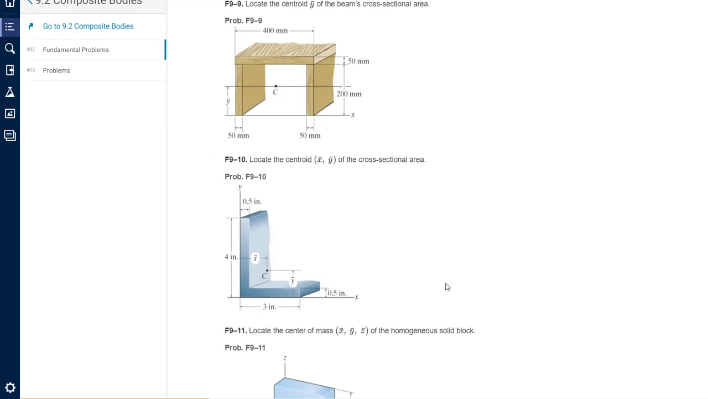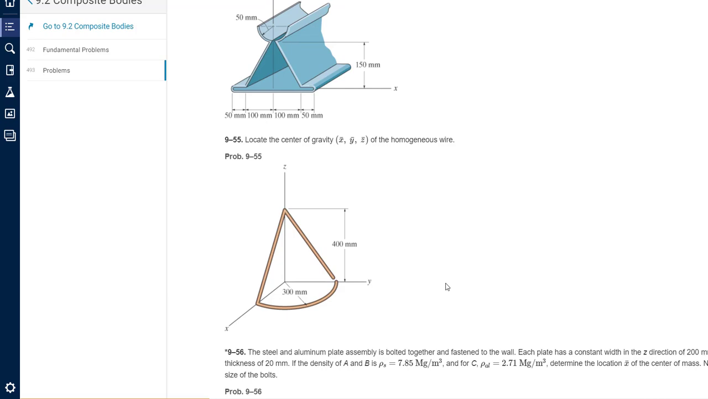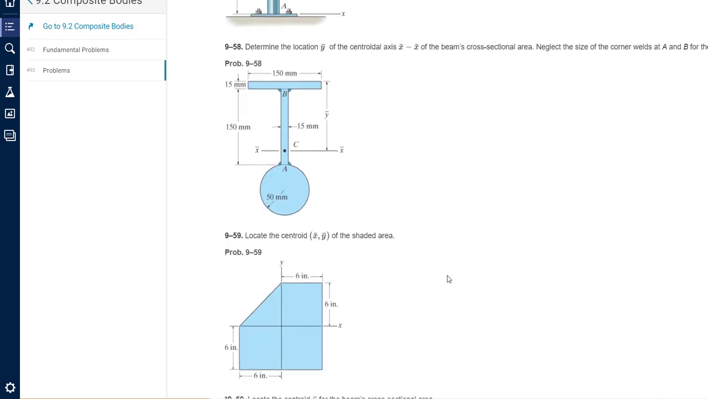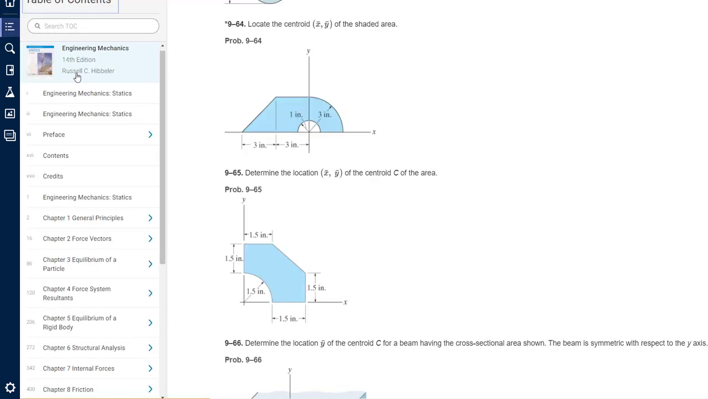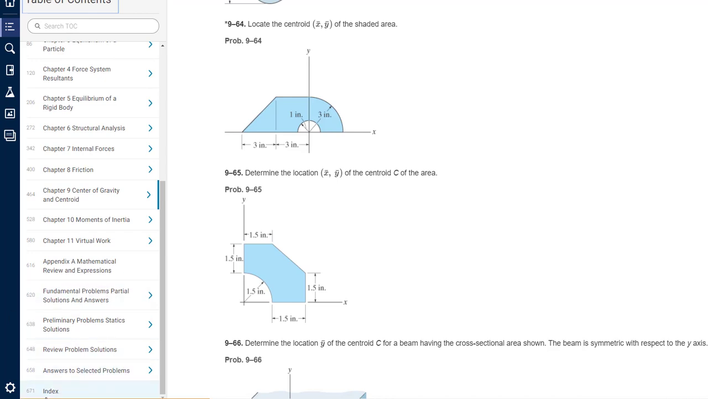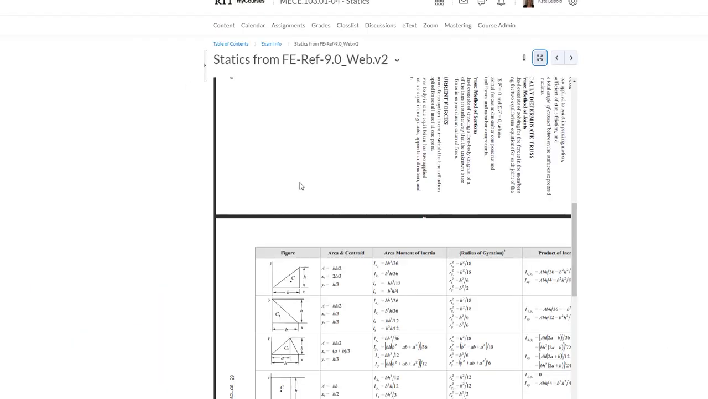So I'm working with problem 9.64. So I'm going to work through this problem here. One of the problems with the e-text is that it doesn't have the inside of the cover. The inside of the cover of the book does give us some information about standard shapes, but we've got an even better resource available on my courses.